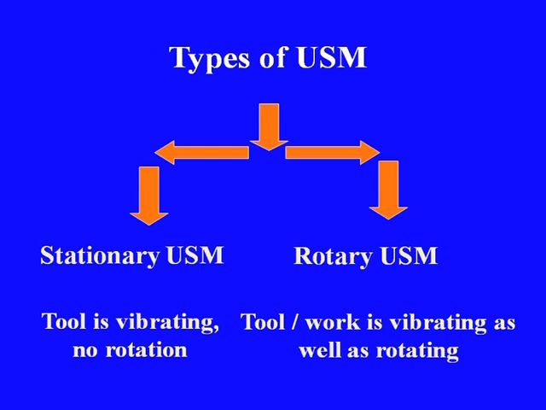Now, let us have a quick look at the types of ultrasonic machining. There are two types: stationary USM, in which the tool is vibrating but there is no rotation induced in it, whereas the other is rotary USM, or RUSM, in which the tool or the work, either one, can be vibrating as well as rotating.